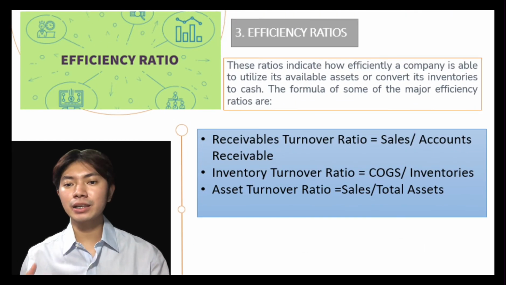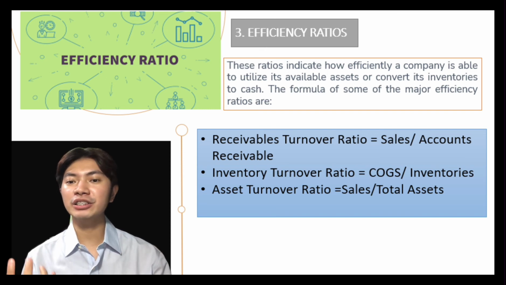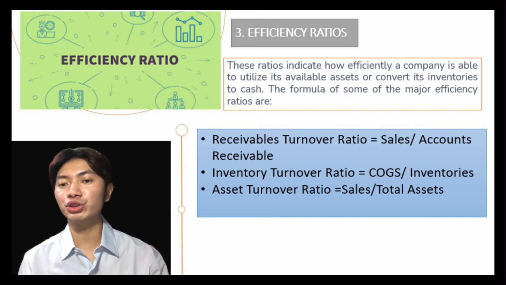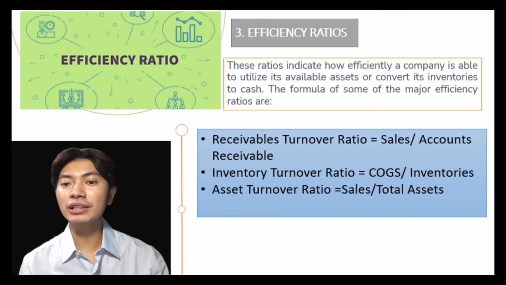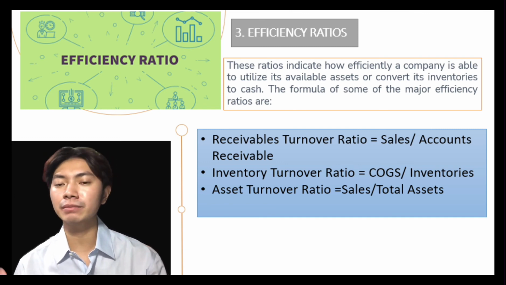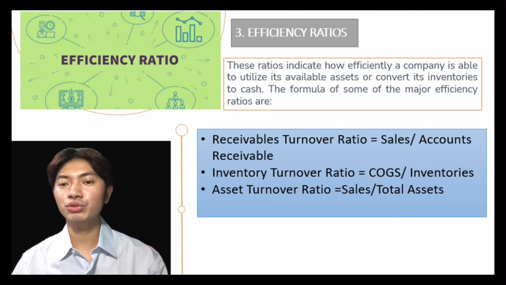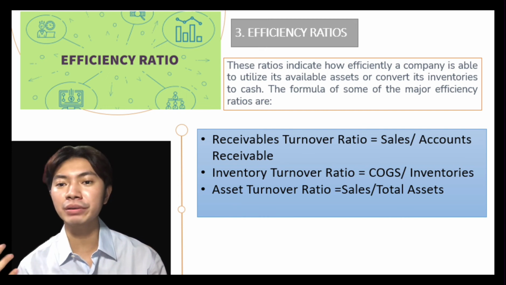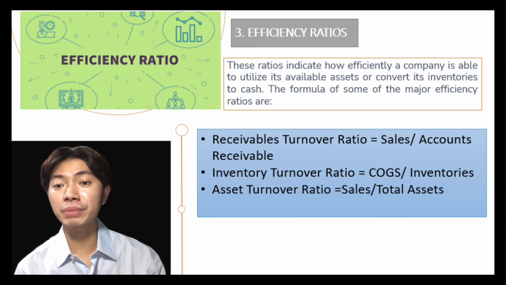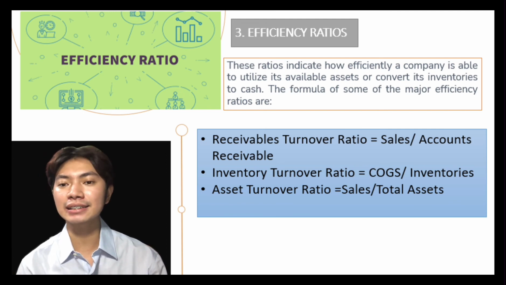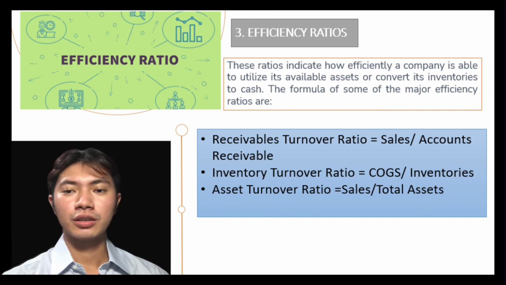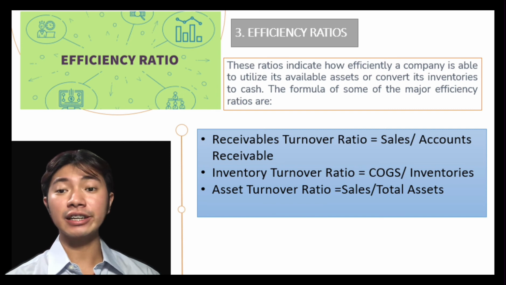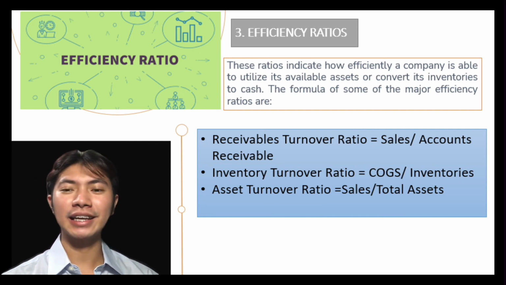The next is the efficiency ratios. So these ratios indicate how efficiently a company is able to utilize its available asset or convert its inventory into cash. So importante ang efficiency ratios dahil dito makikita kung gaano ka-epektibo ang isang kumpanya sa pagmamanage ng kanyang assets and resources. So under ng efficiency ratios ay meron tayong tatlong formula na ginagamit.